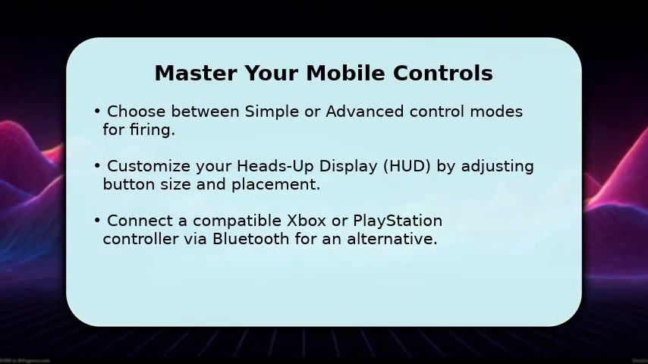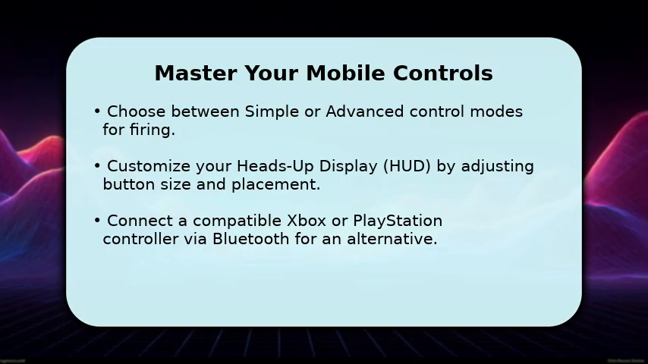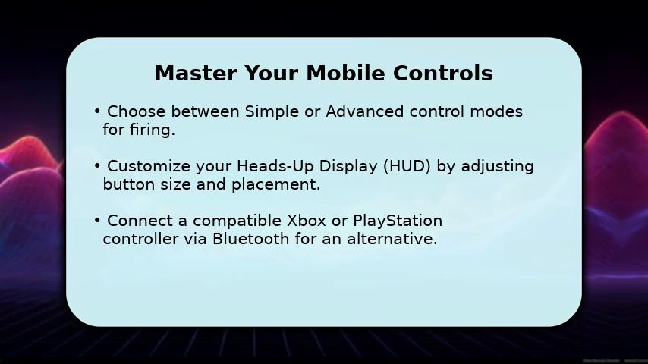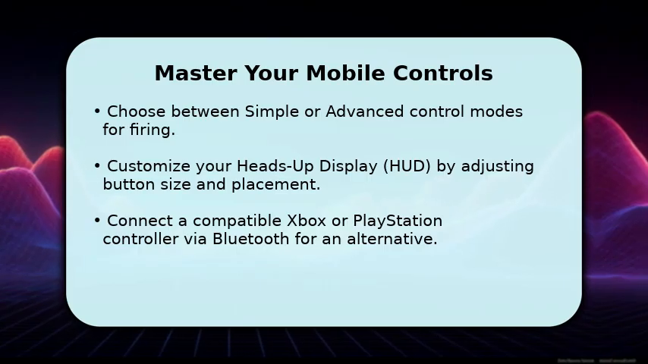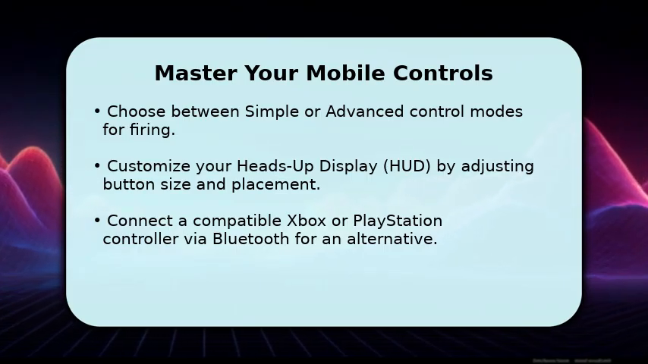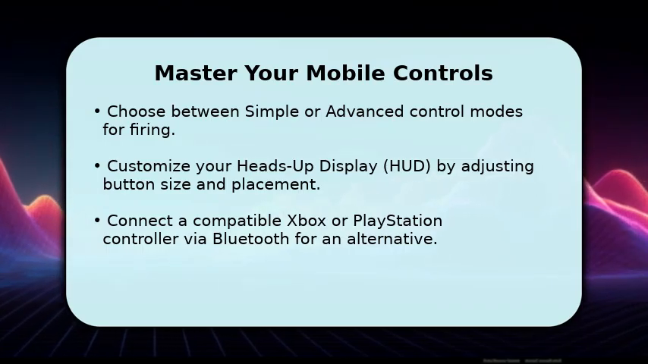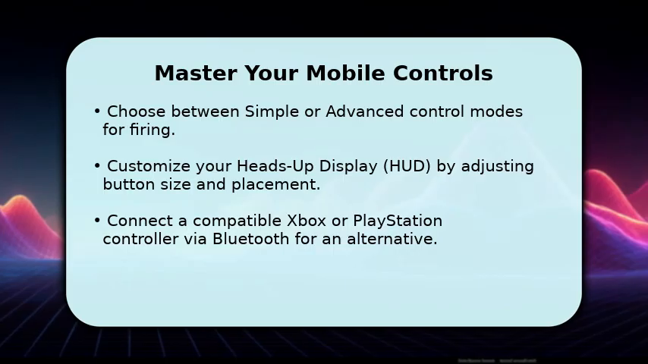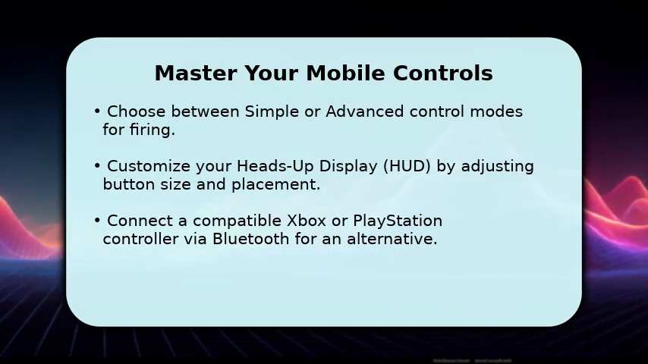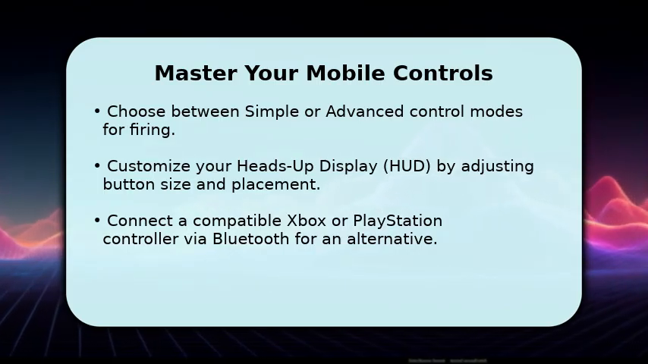Call of Duty Mobile offers 2 primary firing modes: Simple, which auto-fires when aiming at an enemy, and Advanced, providing full manual control. I recommend Advanced for better precision. You can also extensively customize your heads-up display, or HUD, by resizing and repositioning buttons to suit your playstyle.